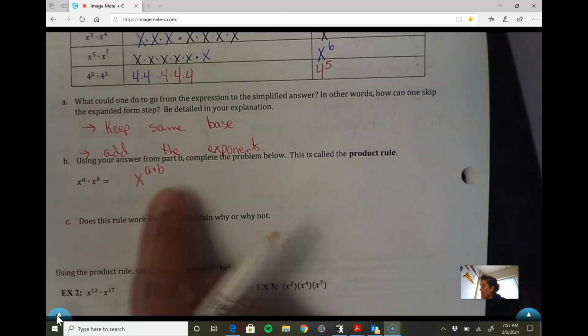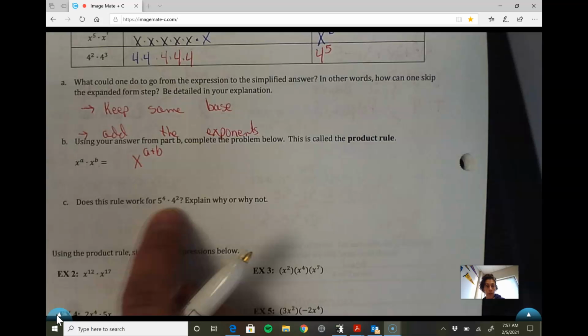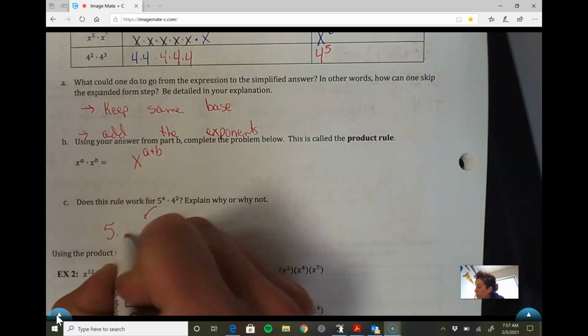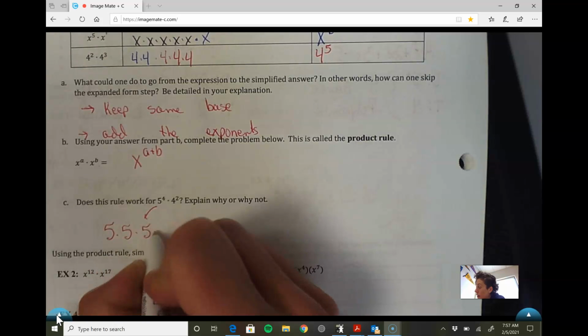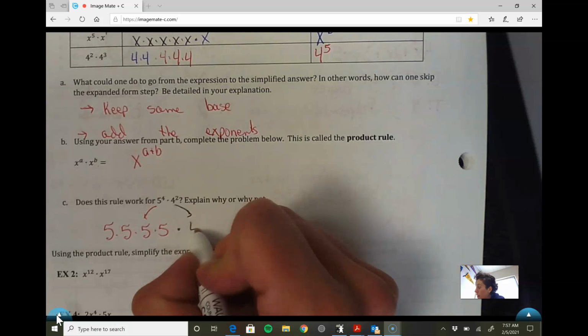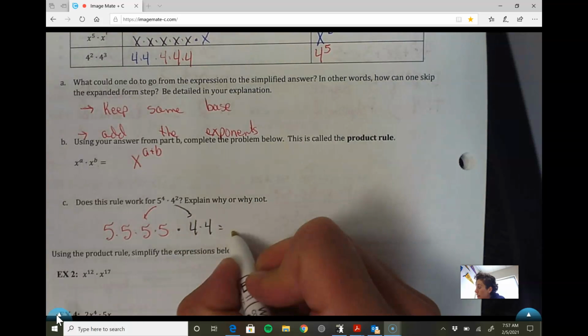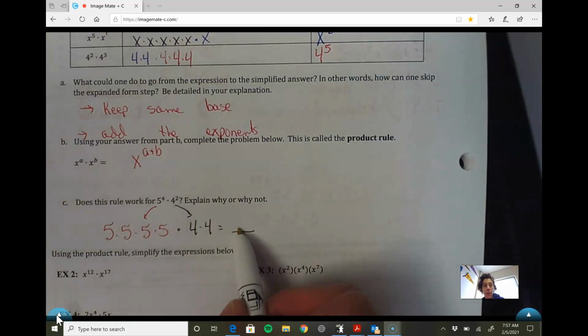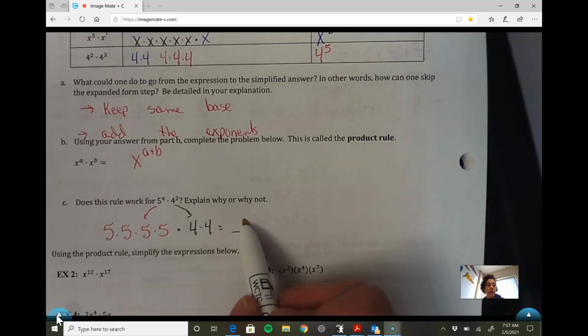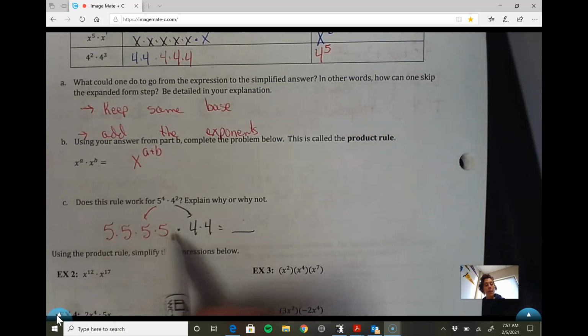All right, so let's take a look at this one. Would this work for this one? The answer is no, because this means I'm multiplying 5 4 times, and this one means I'm multiplying 4 2 times. So when I'm trying to put a common base, I can't do that because I'm not multiplying the same thing over and over again. So there's no way I can make this something to a 6th power because there's not a common base happening.